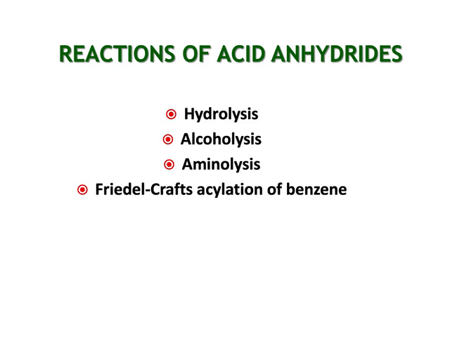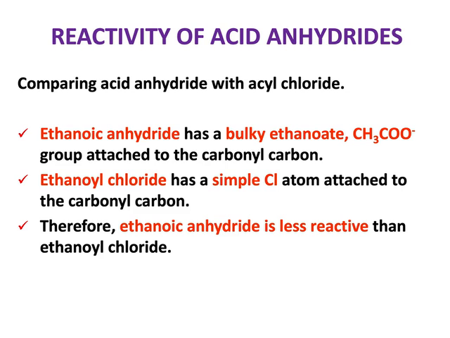So next we look at the reactions of acid anhydride. There are 4 reactions. First, we look at the reactivity of acid anhydride. We want to compare acid anhydride with acyl chloride. Ethanoic anhydride has a bulky ethanoate group attached on the carbonyl carbon. Ethanoyl chloride has a simple Cl atom attached on the carbonyl carbon.